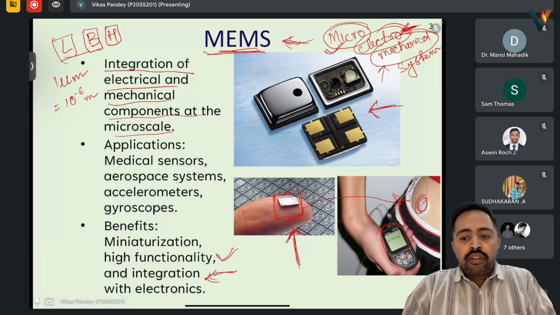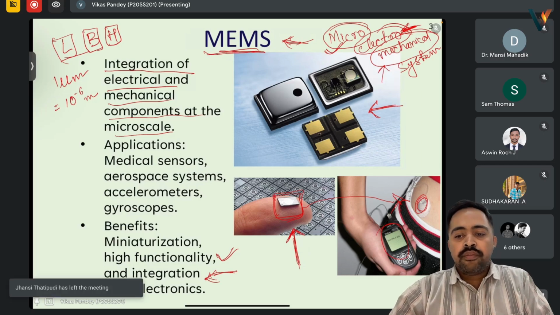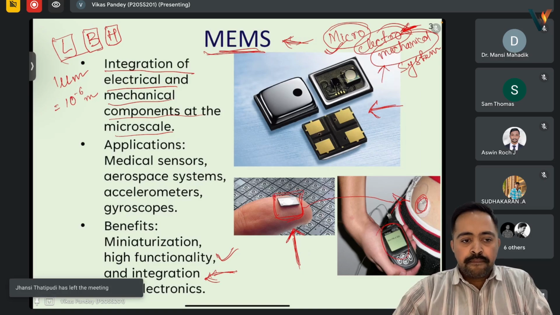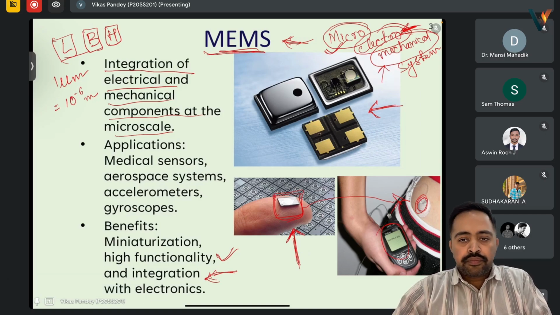Fine. Any questions still here? Any doubts you have? Anyone? Sir, please could you tell us more about the integration with the electronics?